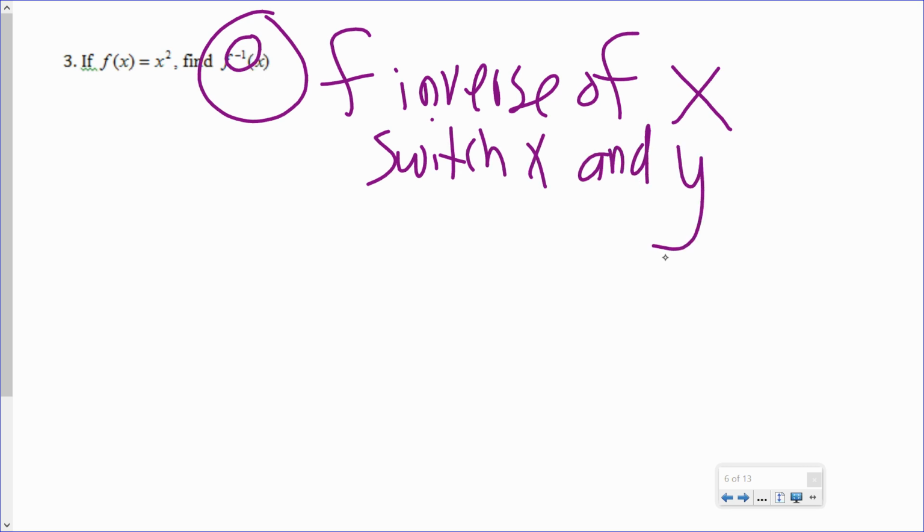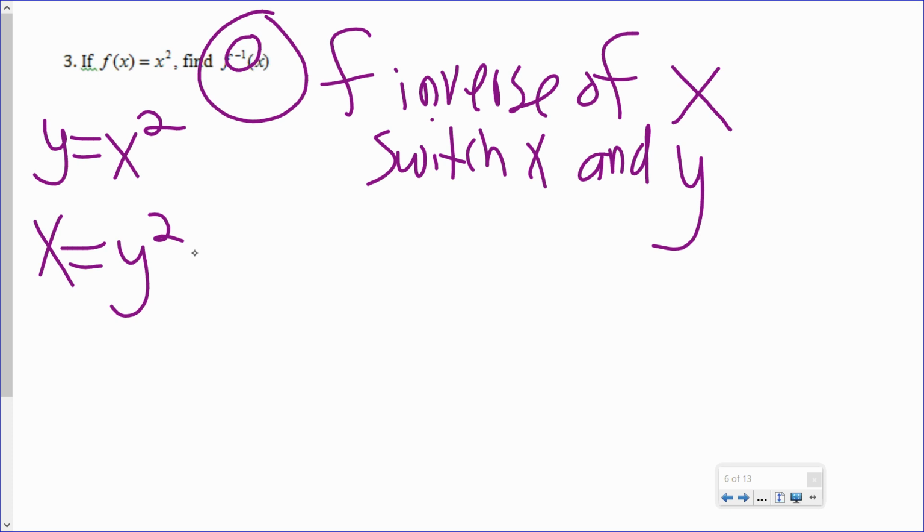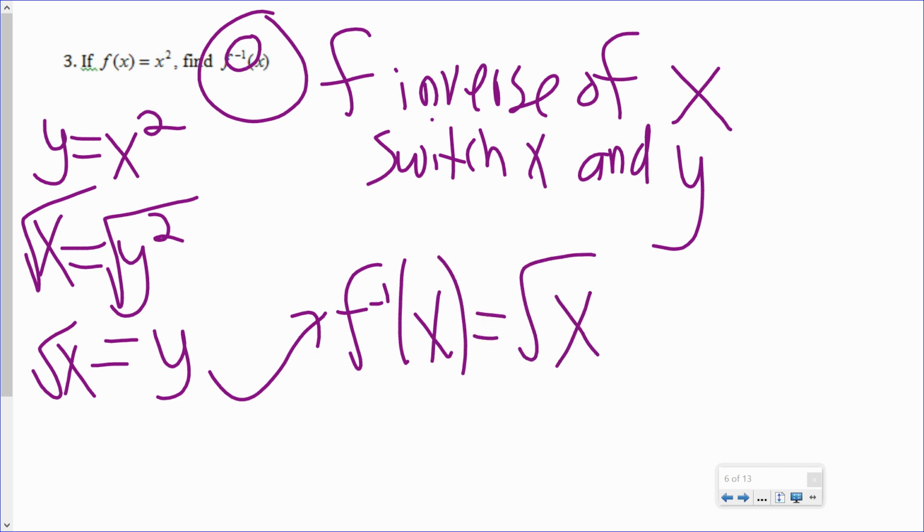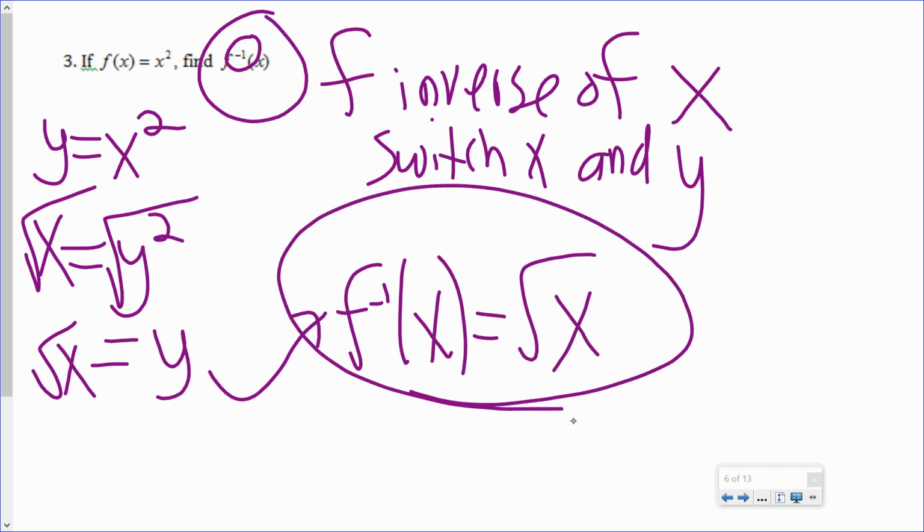So I don't see a y, so it might make more sense to replace f of x with a y, since f of x equals is the same thing as y equals. And now I switch x and y. Once I switch x and y, I solve for y. Well, to get y by itself, I have to get rid of the squared, so I take the square root of both sides. Y equals radical x. So, to put it back in the proper notation, f inverse x equals radical x. And that's your answer.